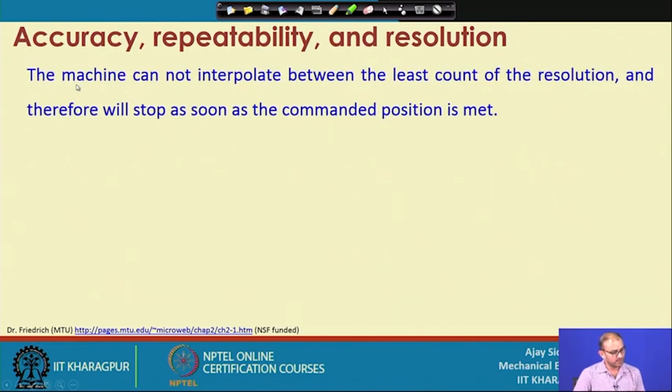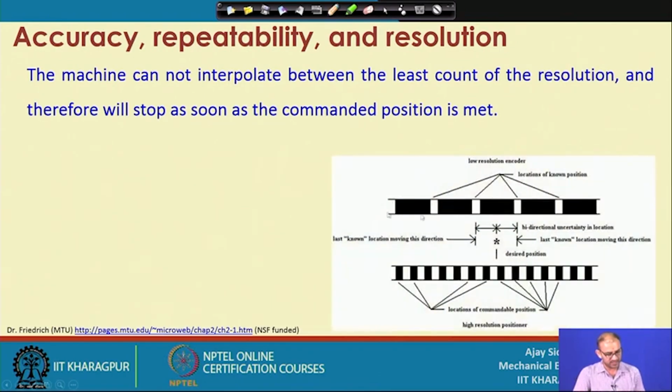Now, what is also a problem? The machine cannot interpolate between the least count of the resolution, and therefore, it will stop as soon as the commanded position is met. Now what is this? This is the encoder. Here we have given two encoders. This is the low resolution encoder, and this one is the high resolution encoder. How this encoder works, we will cover at a later stage, but here the dark color and the white color are one type of film or grating.